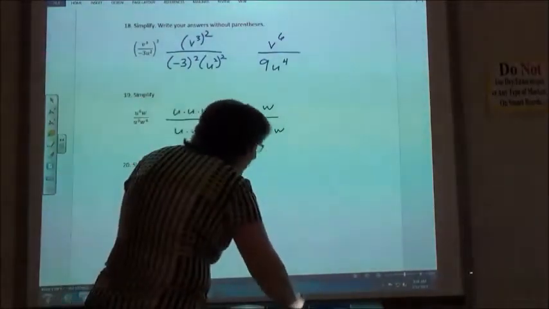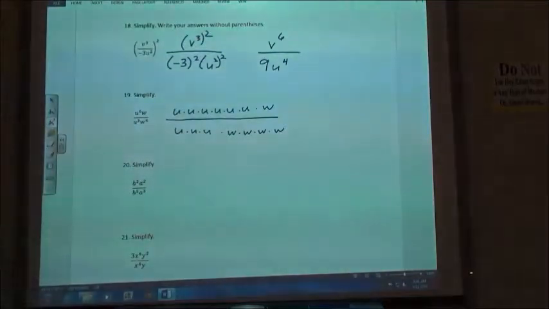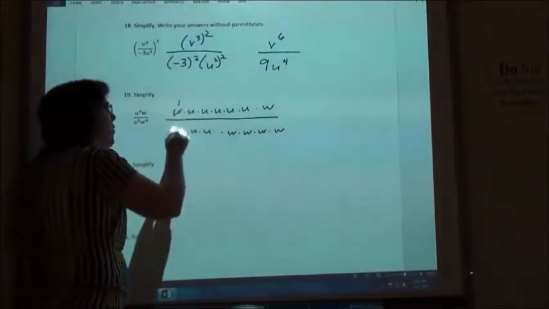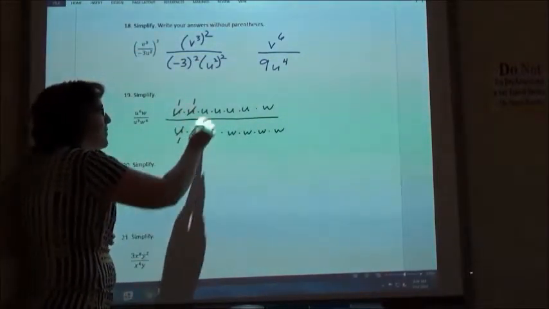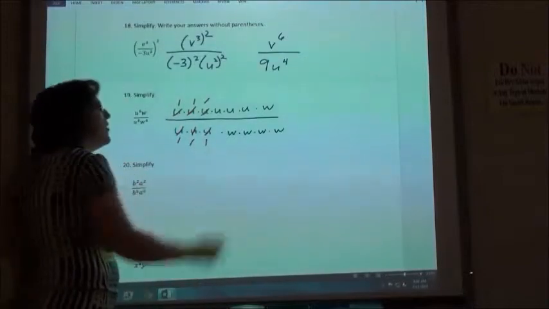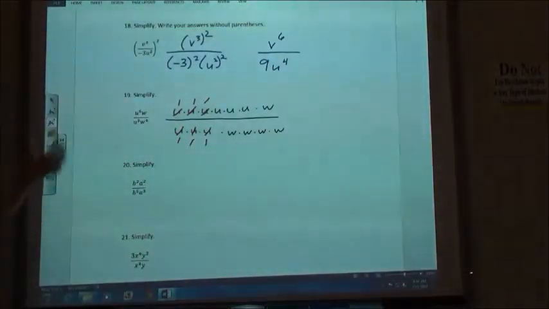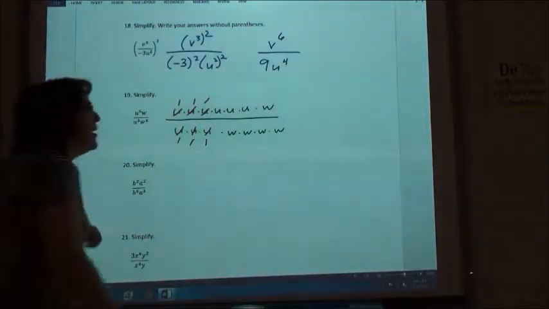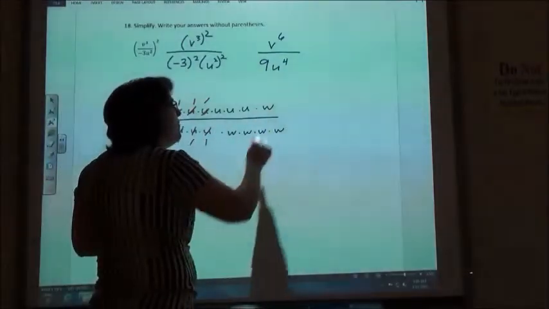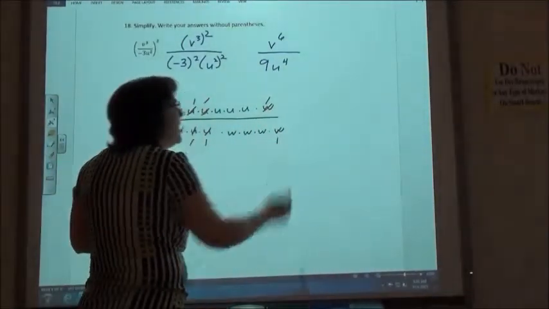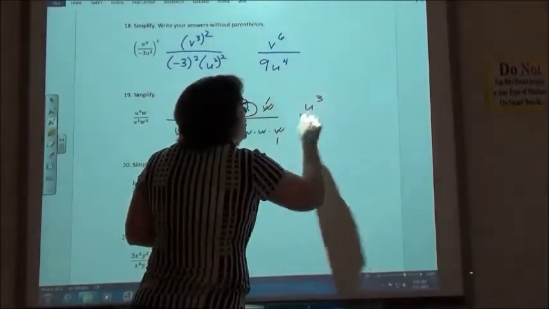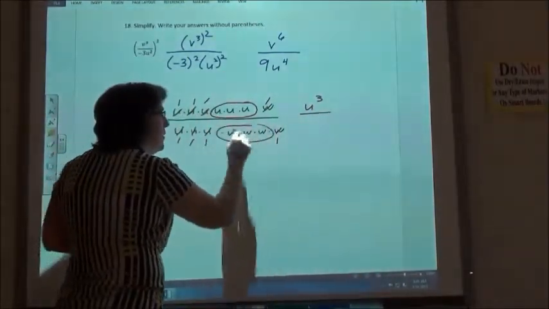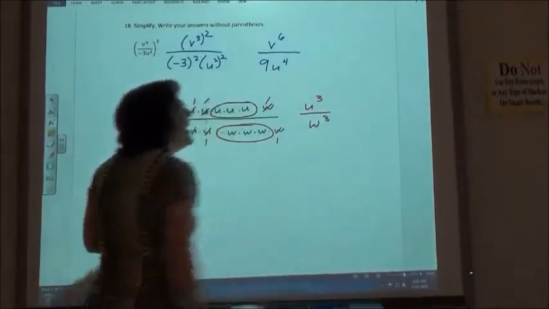So we know that with fractions, when it's written in factored form, we can cancel out the common factors. So u goes into there once and into there one time. U goes into there once and into there one time. Usually we don't write all those ones, but for effect I'm going to. I've canceled out 3 of my u's. I can also cancel out 1 of my w's. I'm just going to do the end one. So what I have left is u to the third on top and w to the third on the bottom.